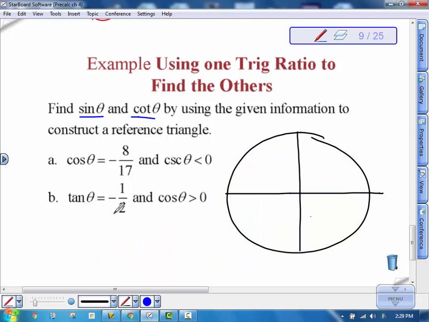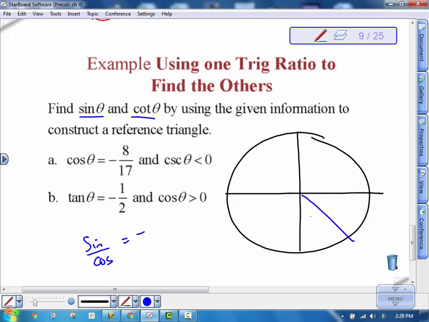Part B now gives us a different triangle. It tells us that the tangent is negative 1/2. So tangent is sine over cosine. So it's telling us that sine over cosine is negative. And then it tells us that cosine is positive. If cosine is positive, we know we're somewhere over here because the x value is positive. Now, if they tell us that tangent is negative, if cosine is positive, sine must be negative. So if cosine is positive and sine is negative, we're talking about the fourth quadrant right here. So we know we're down here somewhere based on the clues that they gave us.